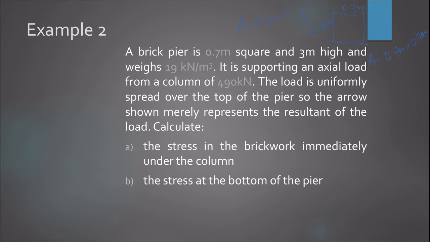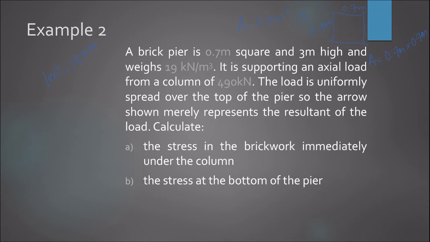And 3 meter high and weight 19 kilonewton per meter cube. Okay, this one is unit weight, because for 1 meter cube of brick pier, 1 meter cube is 19 kilonewton. But the brick pier's size is not 1 meter cube. Okay, it is 0.7 meter times 0.7 meter times 3 meter. Okay, so its weight is not 19 kilonewton. It is supporting an axial load from the column of 490 kilonewton.